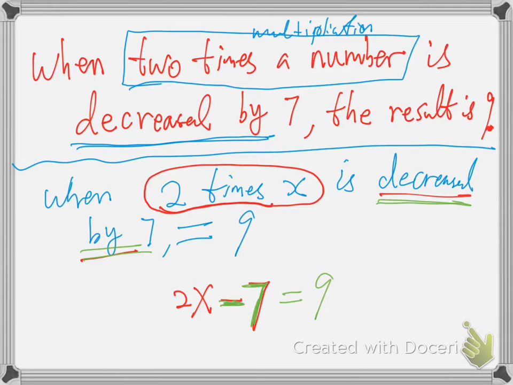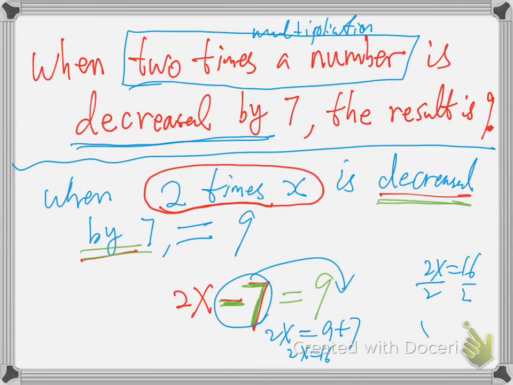So solve this linear equation. Move negative 7 to the right. We got 2x is 9 plus 7, right? Negative 7 changed to positive 7. So 2x is 16. So x is 16 divided by 2, x is 8. So if you're given a sentence, you can translate the sentence to a linear equation and then solve it.